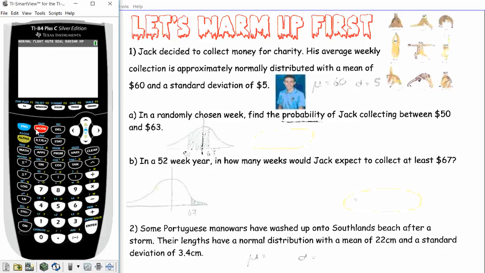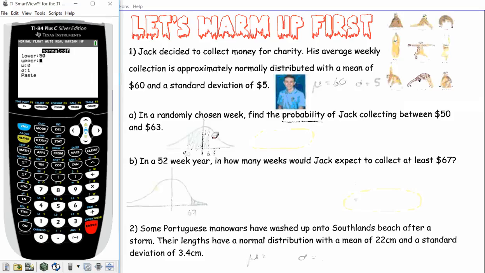So do you remember what to do? You would go second vars. Normal CDF, so select the second option. What's our lower bound? Our lower bound is this number here, so $50. So we can type in 50.